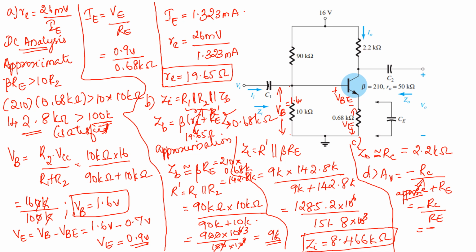What is your value for RC? RC is equal to 2.2K divided by RE is equal to 0.68K. So you will be getting AV is equal to minus 3.235. So these are your values. Values you will be getting: re is equal to 19.65 ohm, Zi is equal to 8.47K, Z0 is equal to 2.2K, and AV is equal to minus 3.235.